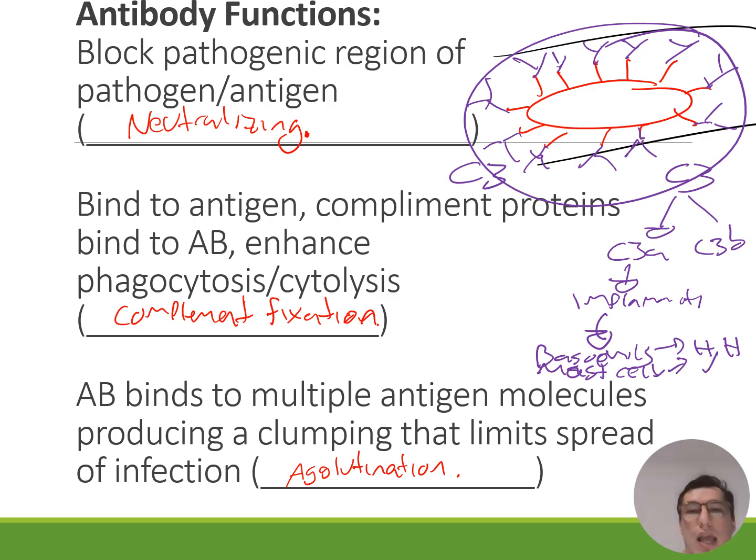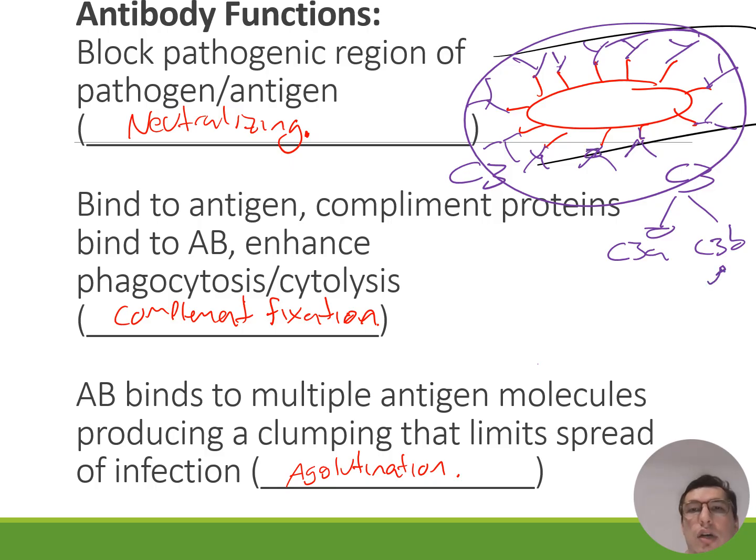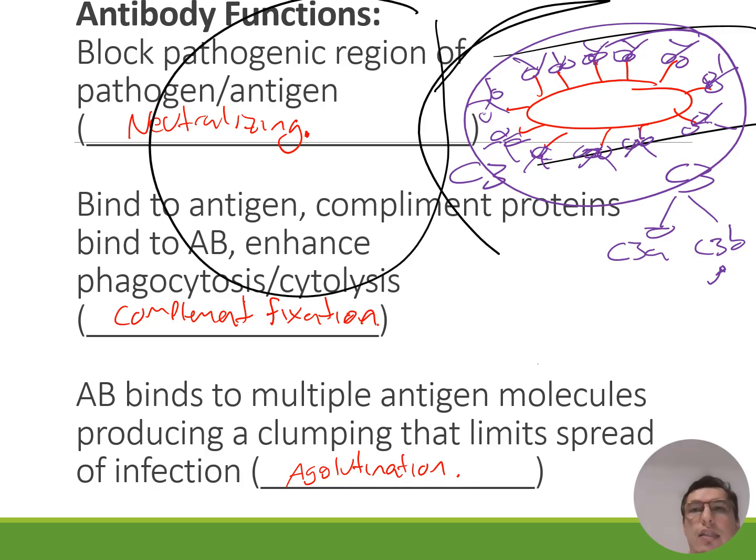All right. Now C3b is a different ball game. C3b is going to go ahead and stick onto this portion right here. And when we do that, we're making it easier for macrophages to engulf it. So a fellow macrophage can then eat this guy up a lot easier. So complement fixation. One thing we're missing here is that once we have a complement fixation, we could create a membrane attack complex to cause cytolysis. All right. Oh no, actually it's right here. Phagocytosis or cytolysis.